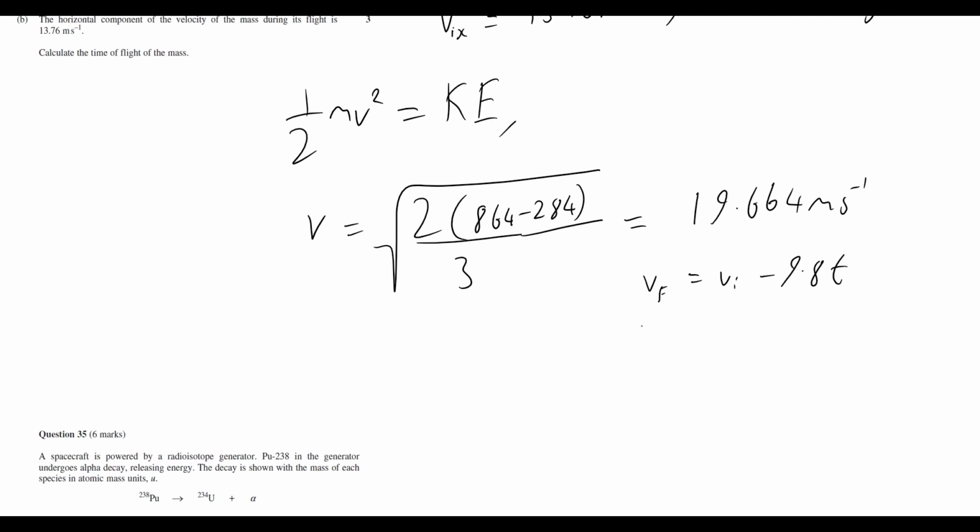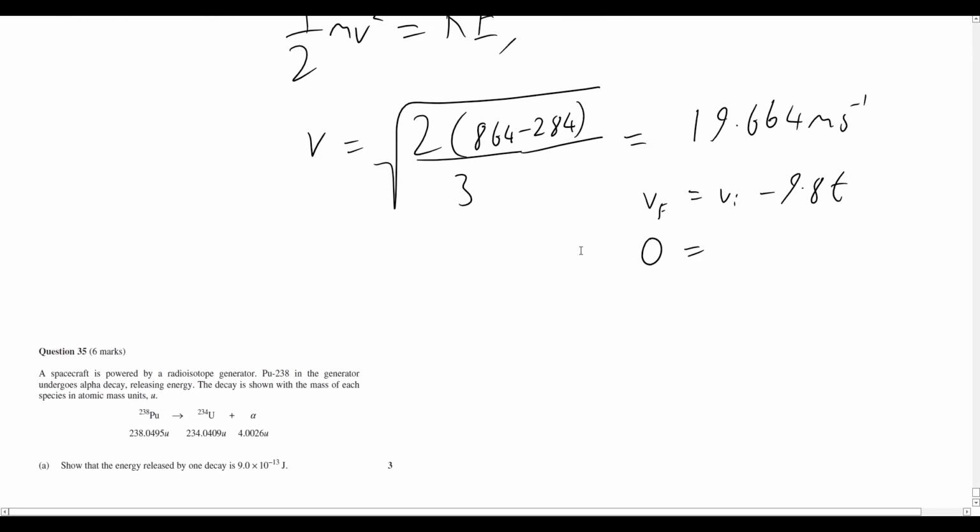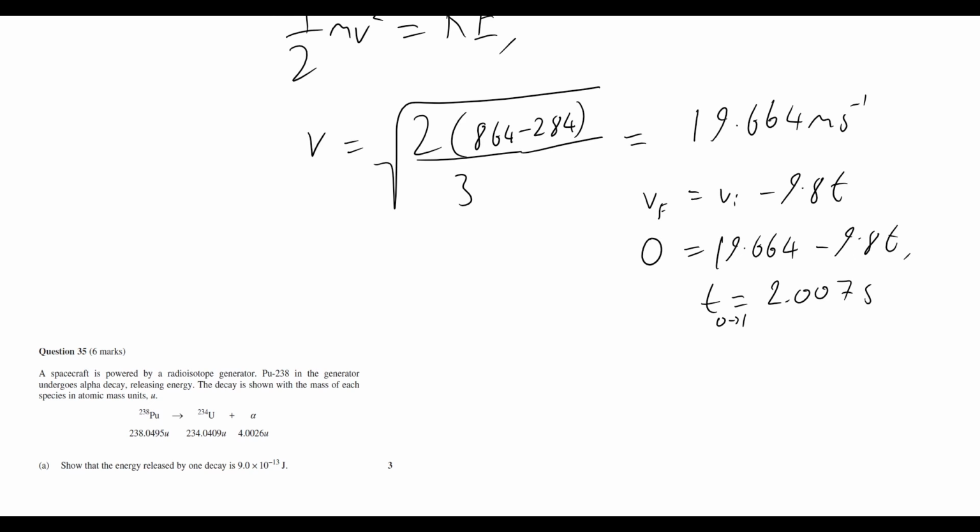So I'm just looking at T0 to T1 here. So the final vertical velocity, so at T1, is actually just equal to 0, right? Since that's when it is at its maximum point, so the vertical velocity is equal to 0 at that point, T1. So then I can write that it's going to be equal to 19.664, so the initial y velocity, minus 9.8t. And now solving this, we get that t, 0 to 1, is going to be equal to 2.007 seconds. Okay, so that's t from 0 to 1.